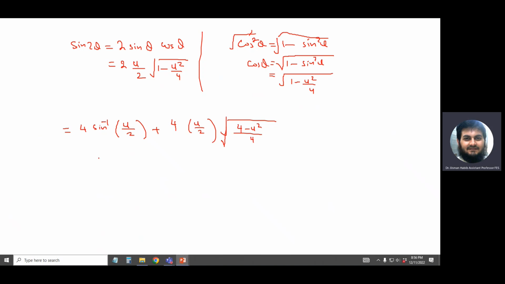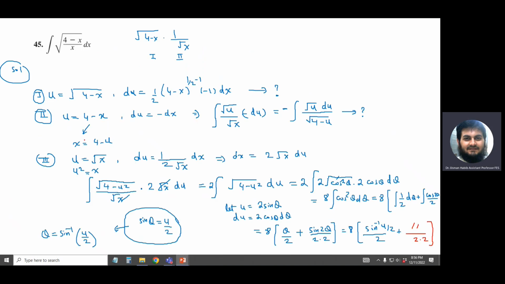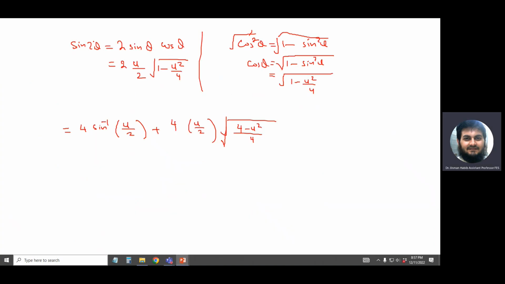but we know that we did one substitution at the beginning, which was this one, u equals under root of x, and we need the answer in terms of x because that was the basic question in terms of x. So let's put back the u. Let's put back the x, under root x, sine inverse of x by 2 plus 4 under root x by 2.